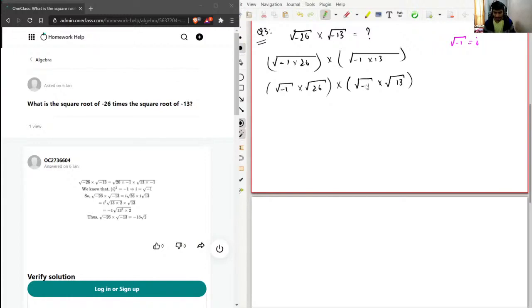But instead of that, that is the kind of approach that just increases the number of steps, so I'll just go with the direct one. I'll multiply this square root of -1 times this square root of -1, and this will be times negative of 1. And now I will write square root of 26 times square root of 13.